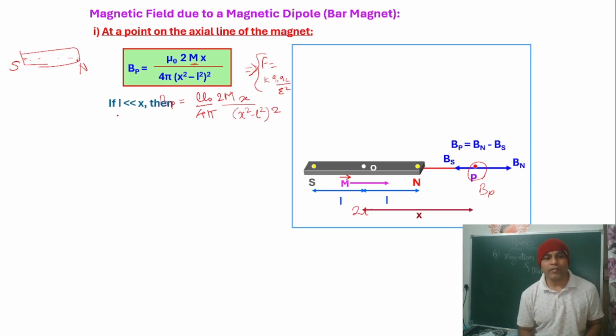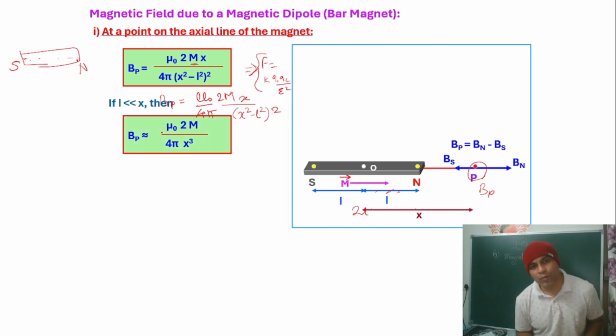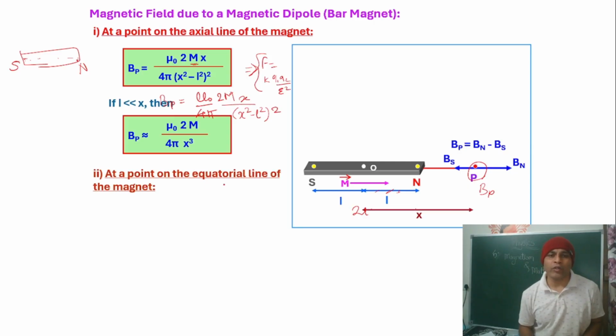Now next, if L is very less than X, so this L distance is very small compared to the total distance, and X is very long, then what happens? Bp is approximately equal to mu 0 times 2M divided by 4 pi x cube. So the x gets cancelled by x raised to 4, giving mu 0 times 2M upon 4 pi x cube. Then we are going to add this expression we got for this point.